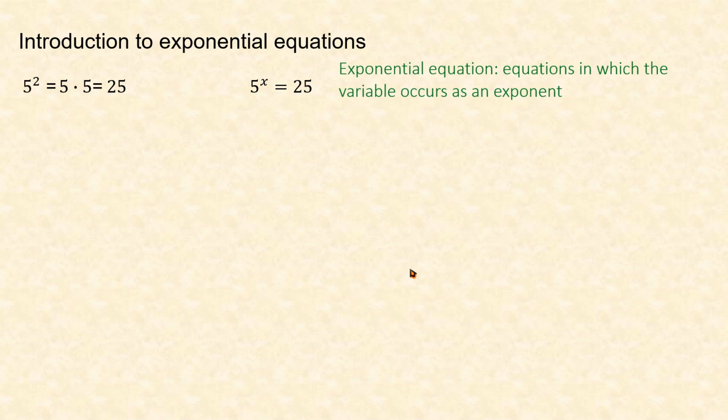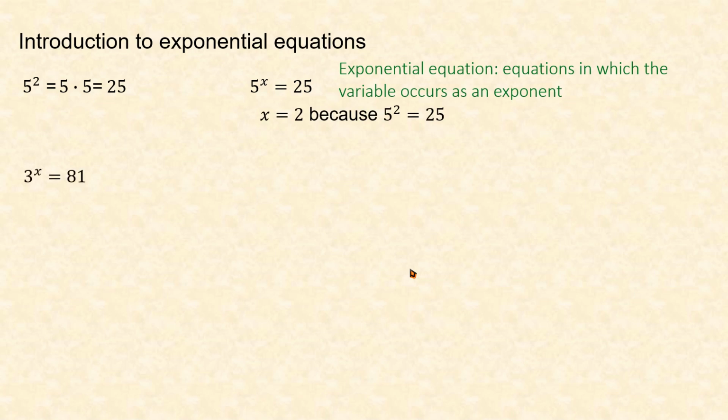These are equations in which the variable occurs as an exponent. That means you're solving for the exponent, right? You're looking for the exponent. Like in this case, 5 to the what power is 25. And solving for this, of course, you know x is equal to 2 because 5 squared is equal to 25.